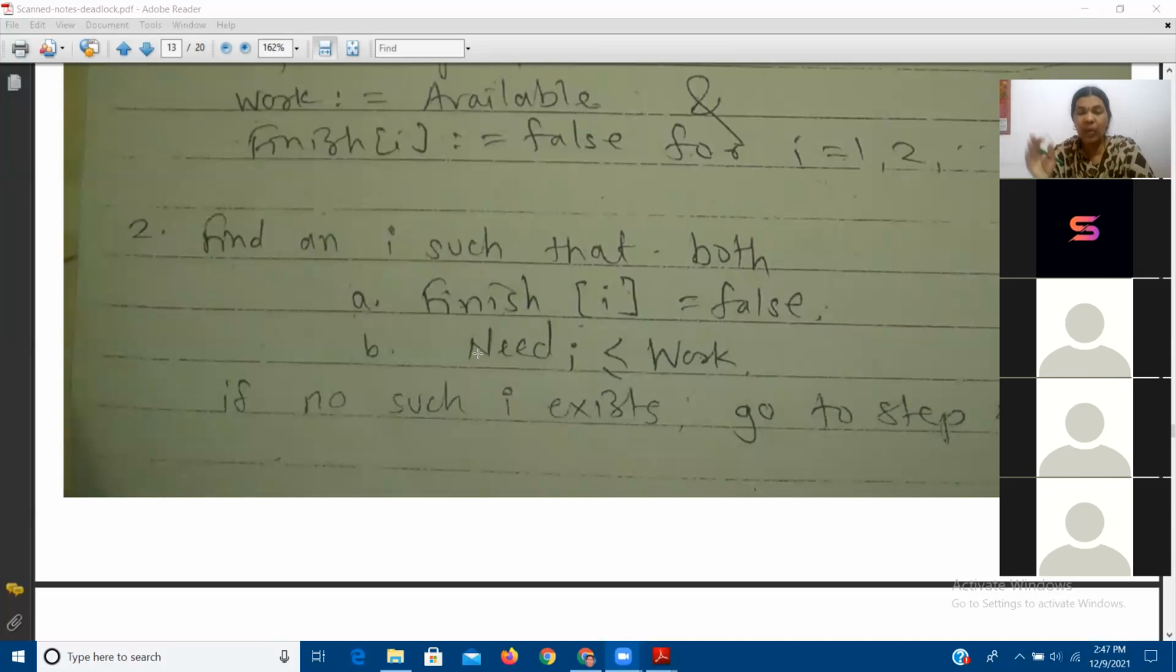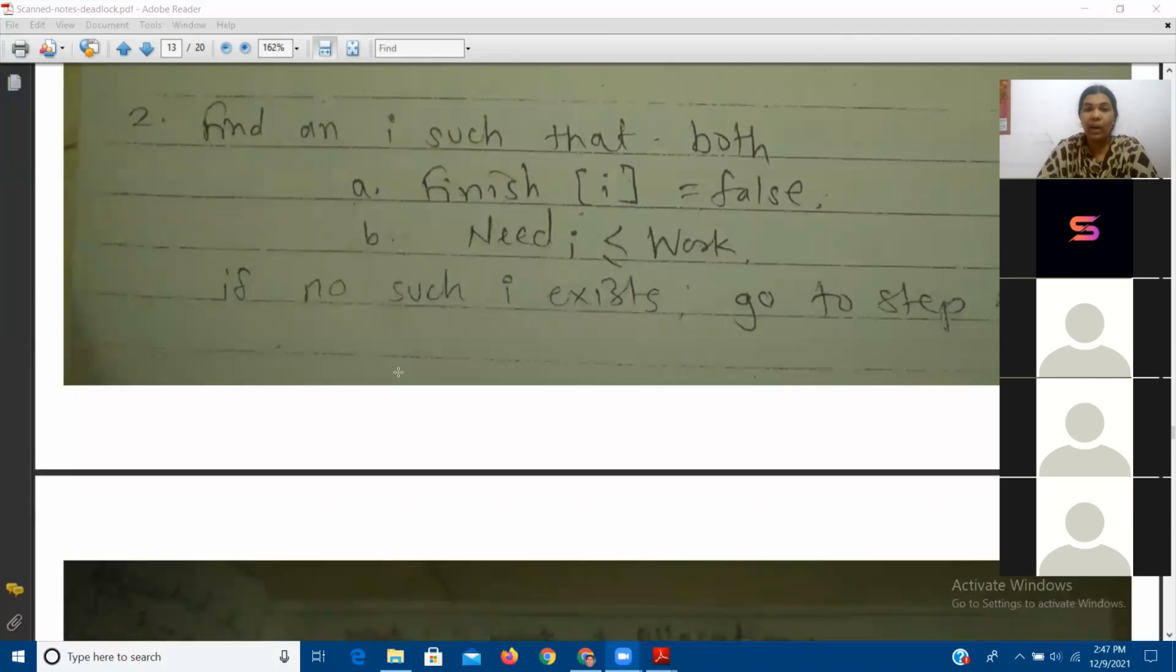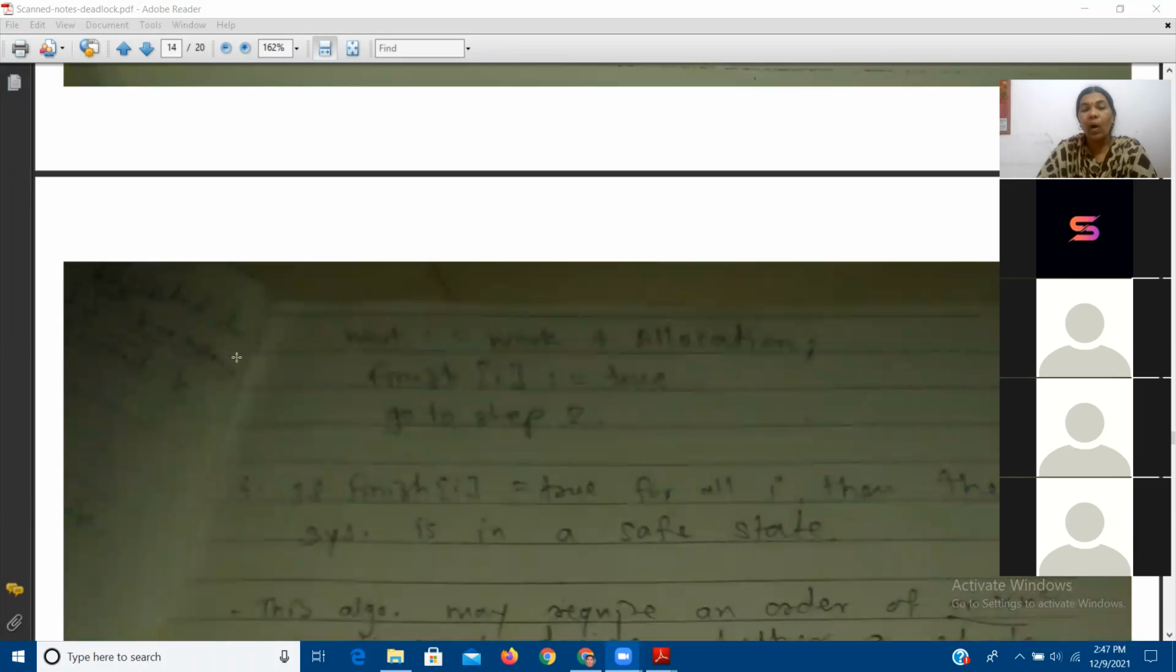So process P2 goes for completion, and after completion its finish becomes true and process P2 releases all 9. So all 9 will be added into the work according to the third step, and finish of I becomes true for all I. And when finish of I becomes true for all I, then we say that this is the safe sequence. So what is the safe sequence we got just now? We got the safe sequence P1, P0, P2. So like that we calculated the safe sequence with the help of this algorithm.